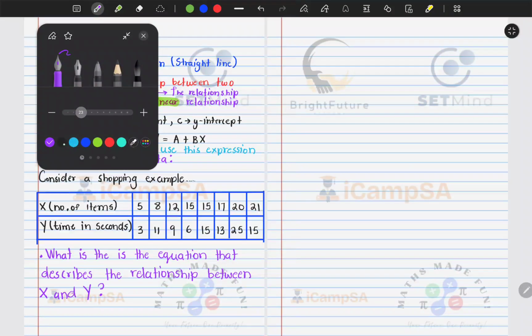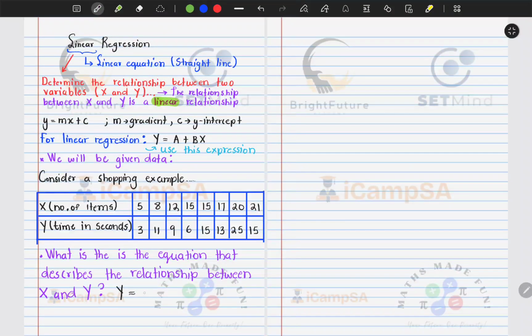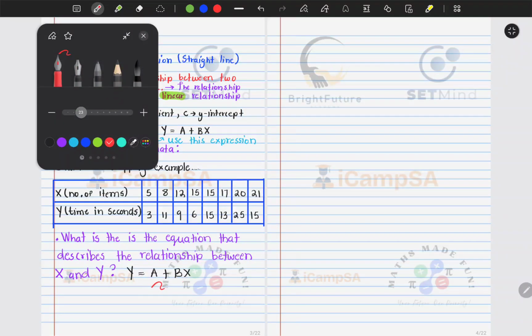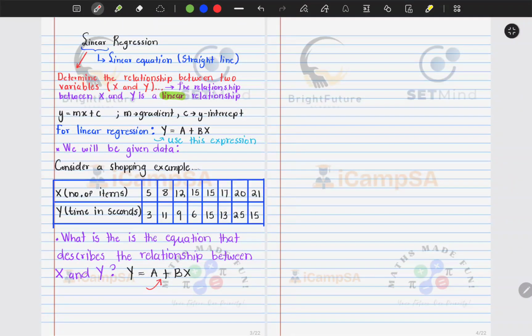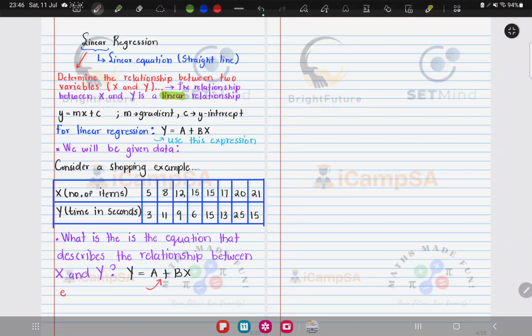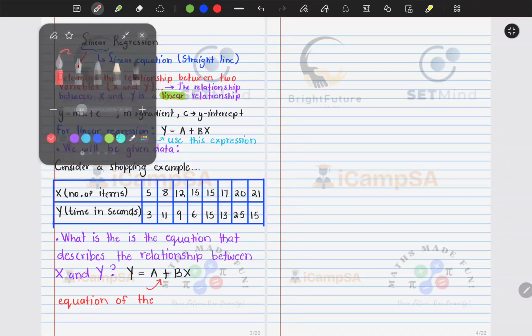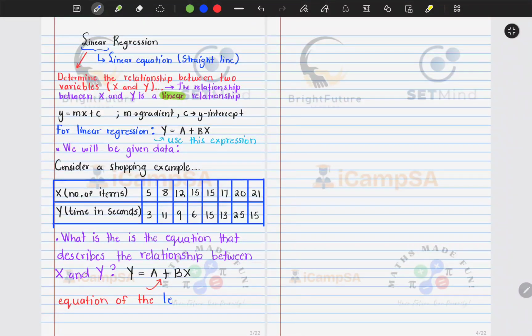Since we are dealing with linear regression, that equation will simply be y equals a plus bx. And there's a name for this equation. What you will see when you are answering questions is that this equation is called the equation of the least squares regression line.